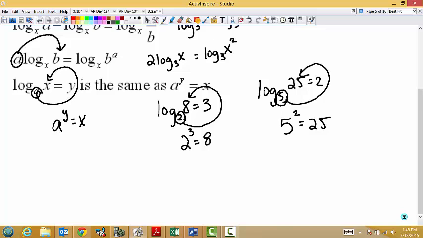And then the other rule is if you go the other way, say I have 2 to the 3 equals 8, I write the word log, I start with the 2, I whoosh, 8.